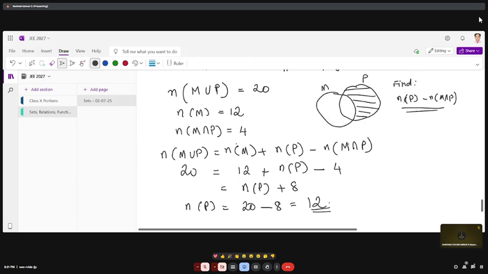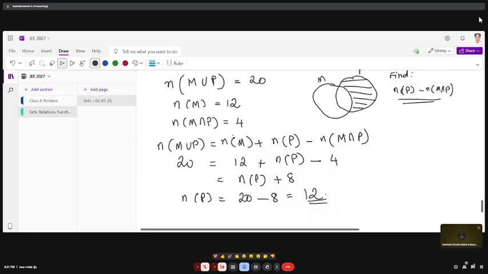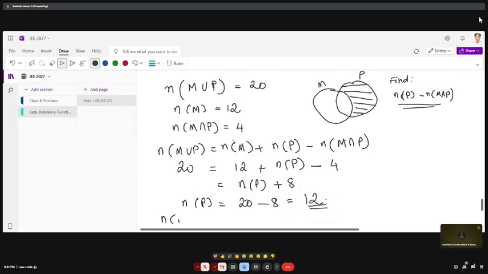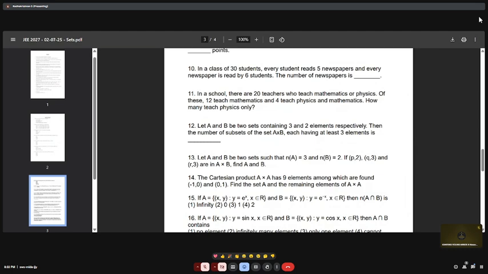And what do we need? N of P minus N of M intersection P, the number teaching physics only. So we have N of P is 12, and M intersection P is also, we know, 4. Therefore, the answer is 8. The number of teachers who teach physics only is equal to 8.